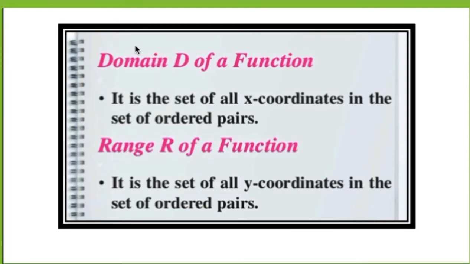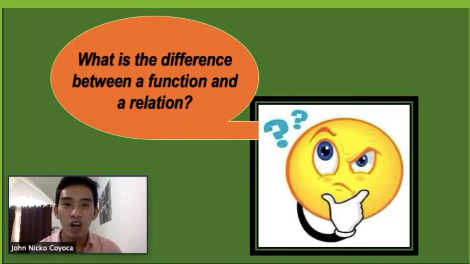Again, the domain, the x coordinates, are our input. These are independent variables. While the range of a function, the y coordinates, are our outputs or our dependent variables. We define a function as a relation wherein the first set of elements corresponds to exactly one and only one value in the second set of elements. So therefore, a function is a relation.